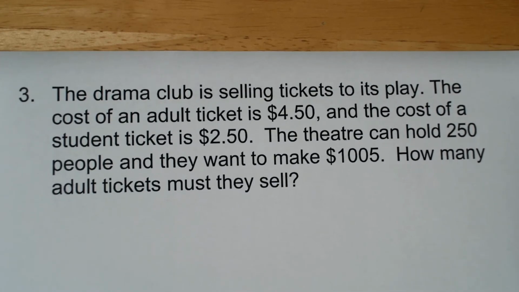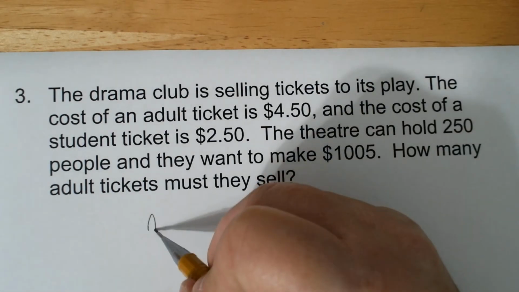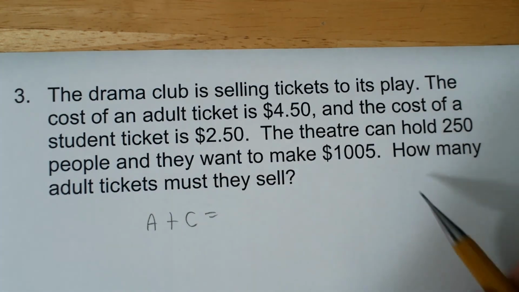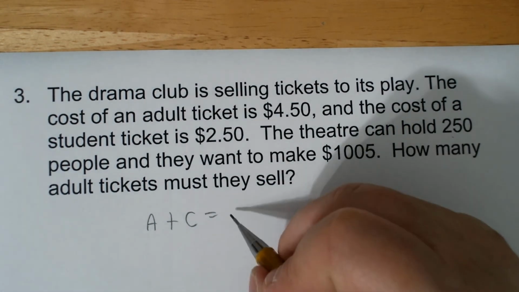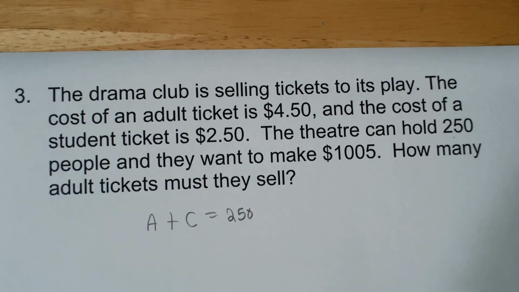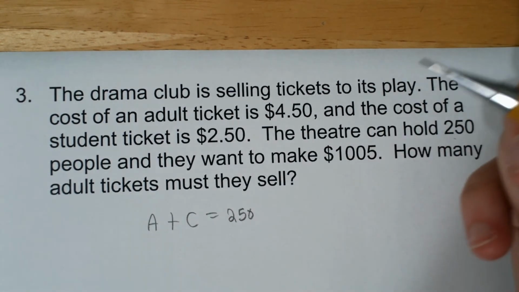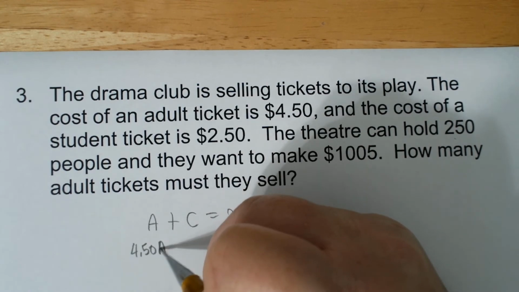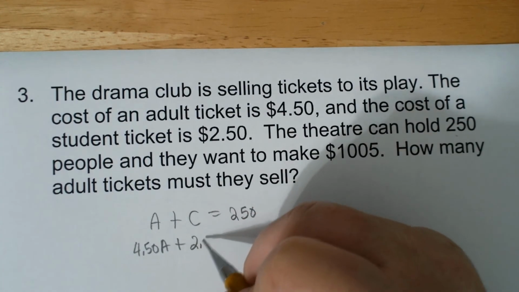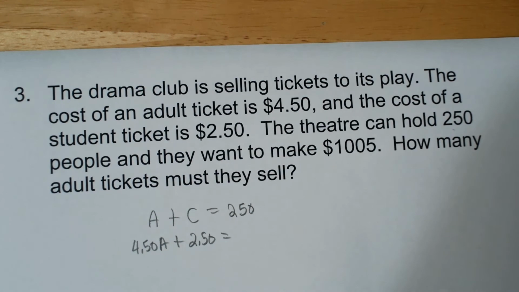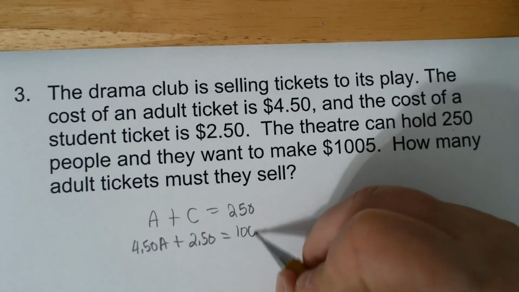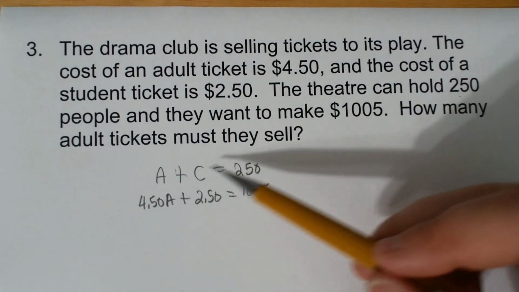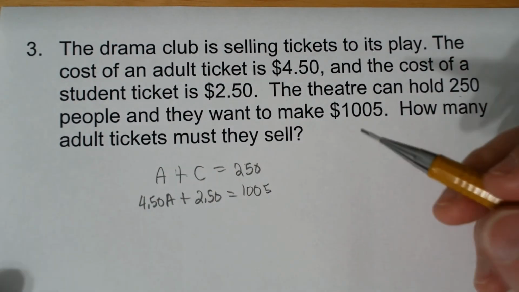Object, object, object, money, money, money. I'm going to do adult tickets. I'm going to do children's tickets, and I can do 250. It's $4.50 for adults. It's $2.50 for children, and it is $1,050 in money. So this is object, object, object, money, money, money.